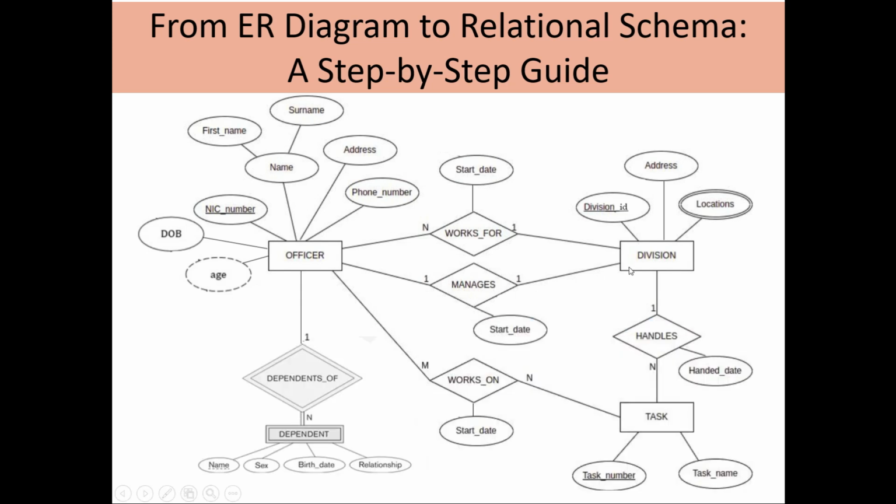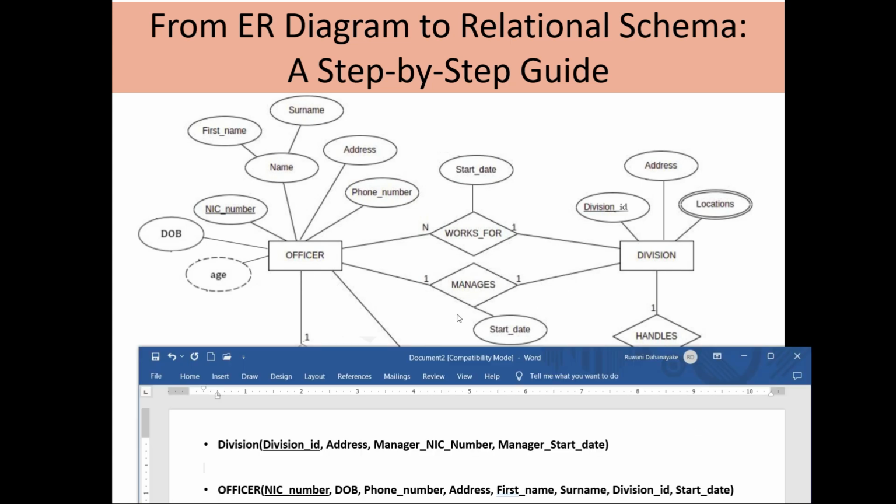Then let's see the relationship side. Here this is a one-to-many relationship and this is the one side, so no attributes come from this officer entity here. This is a one-to-one relationship. When we wrote the officer relational schema, we did not take this division ID on this manager's relationship. So we should take this NIC number into the division relational schema like this, because this is on the manager's relationship. We should take this NIC number as manager NIC.